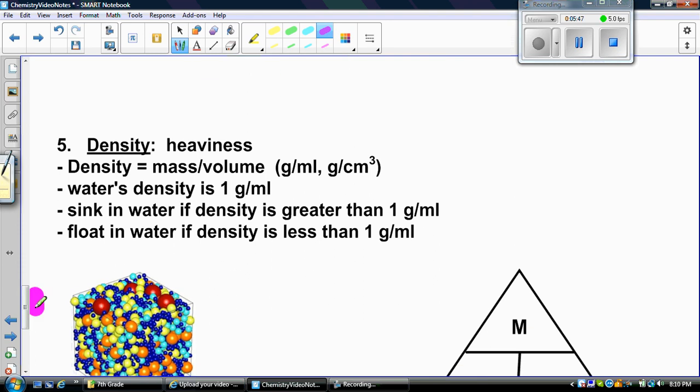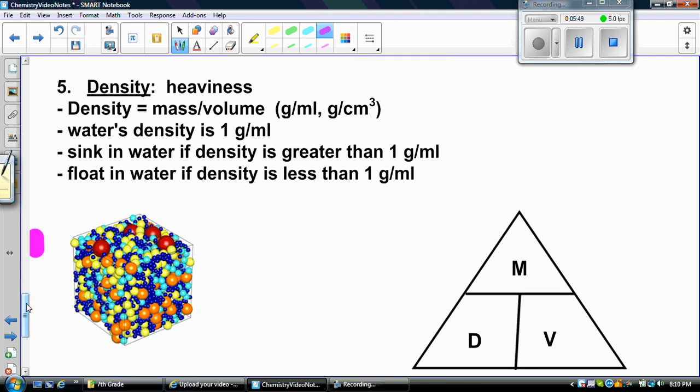Density is another physical property of matter. We've talked about density before. It's how heavy something is. The formula for density is mass divided by volume. The units for density are grams per milliliter. Grams is for mass. Milliliters is if the volume is measured using liquids. Grams per centimeter cubed would be if the volume was measured with a regular object. Water's density is always going to be 1.